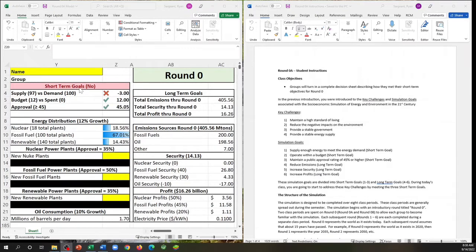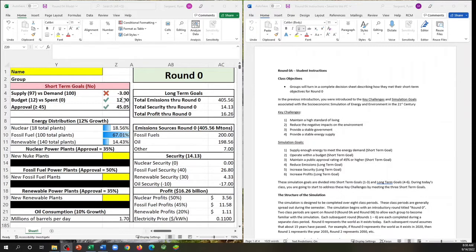The short-term goals that you have to meet as a government and an energy producer are: you have to meet the energy demand, and that's illustrated in this box right here. What's given here is the amount of energy that you are supplying, and the units are arbitrary. So you can think about a percentage if you want, but that's going to not work next round. So just let's think about that there are 100 units of energy that your population demands, and your current energy infrastructure is only able to produce 97 of those units of energy. This red X right here means that you are not currently meeting that goal, and you are deficient 3 units of energy.